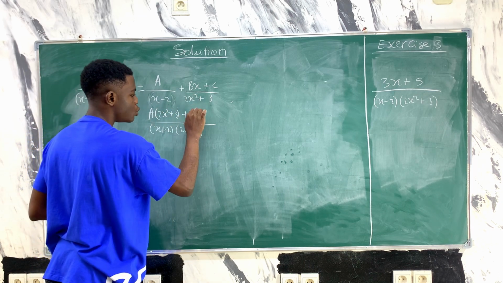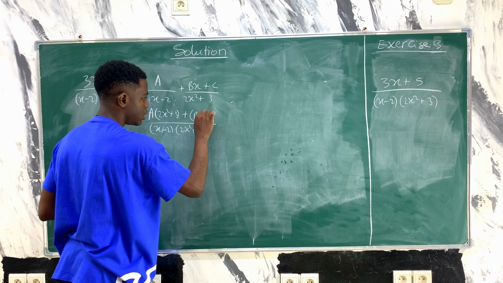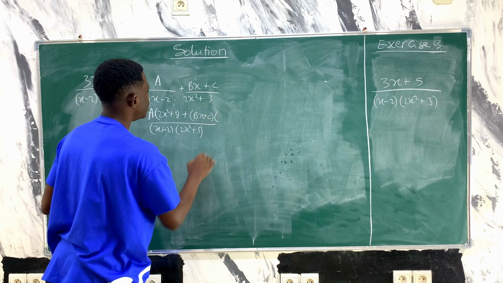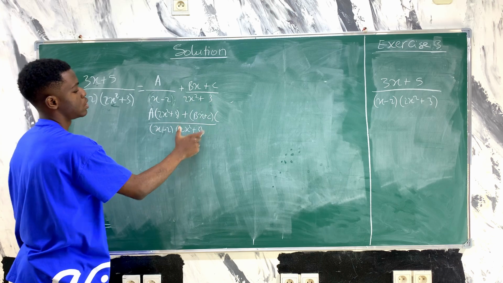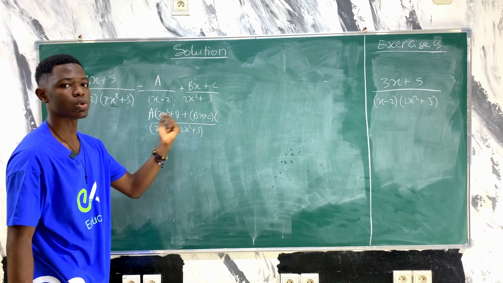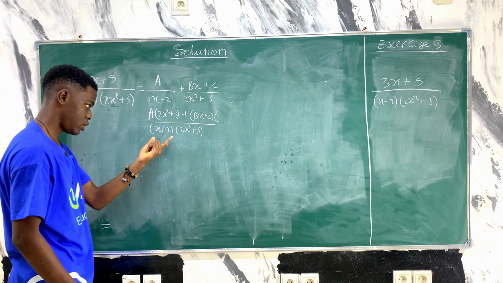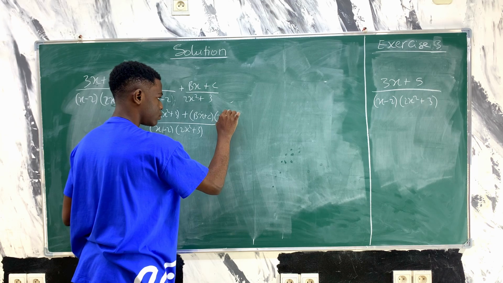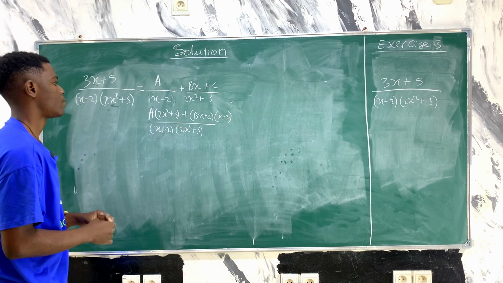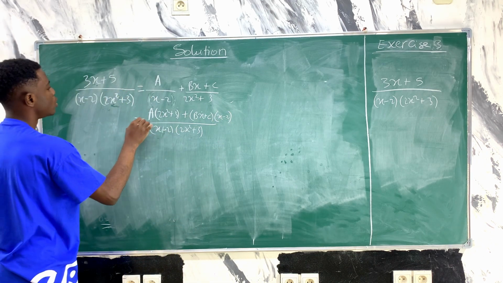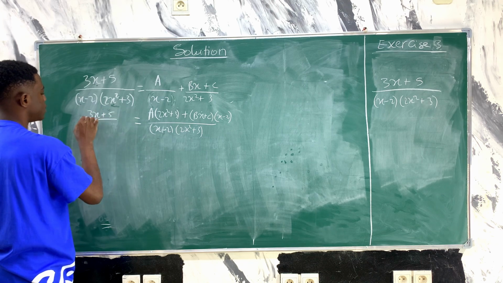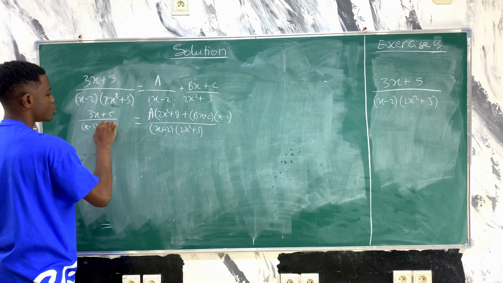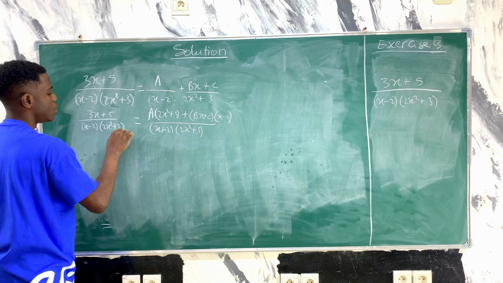Now, plus, I copy this with my bracket. I never forget the bracket: Bx plus C into, when I do this divided by this, 2x squared plus 3 is going to cancel with 2x squared plus 3. I'll be left with just x minus 2. That will be equal to, this didn't change, I can recopy it, 3x plus 5 divided by x minus 2 into 2x squared plus 3.